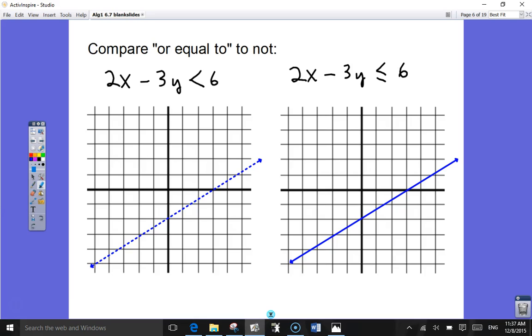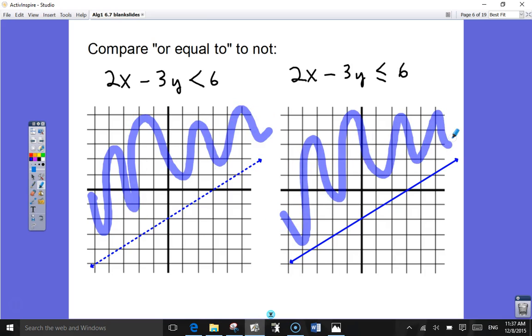So the shading, and I'm just going to shade it in the same place, it is the right side, right? Shaded, shaded, something like that.